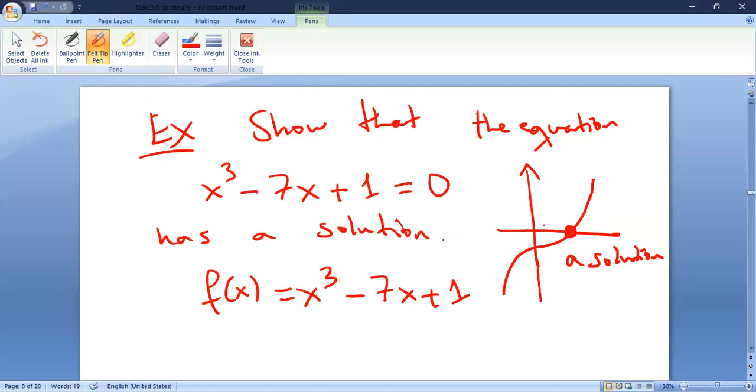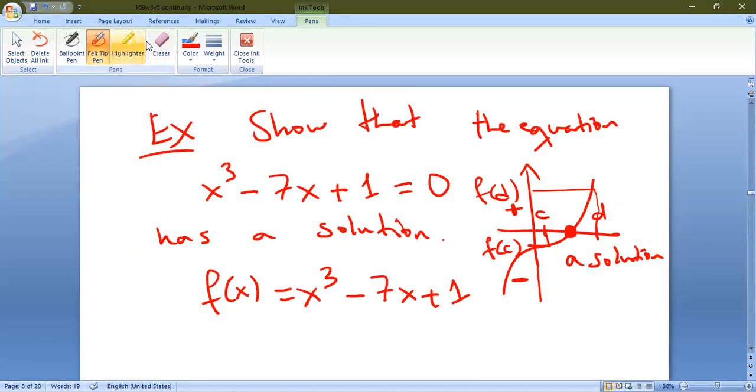I'm going to find an interval. Let's call this C, call this D. If I can find something like f of C, which is on the negative side, and then if I can find some D where f of D is on the positive side, then there must be some number in between where f of A is 0, and then I'm going to find that, right?